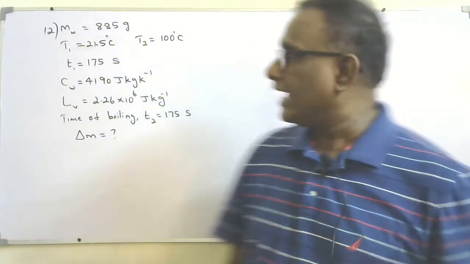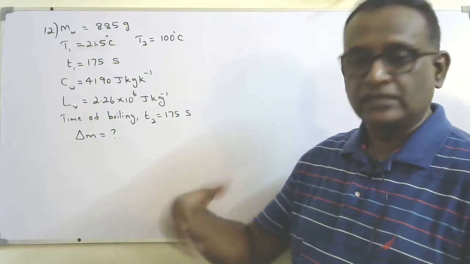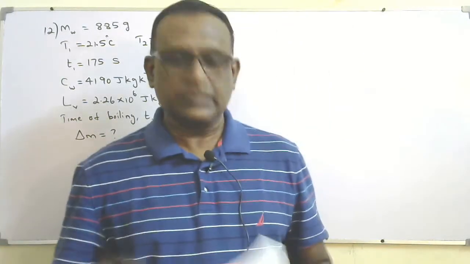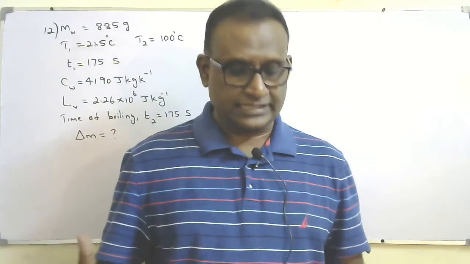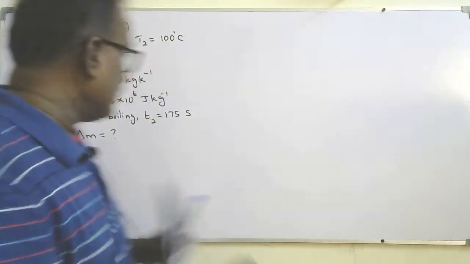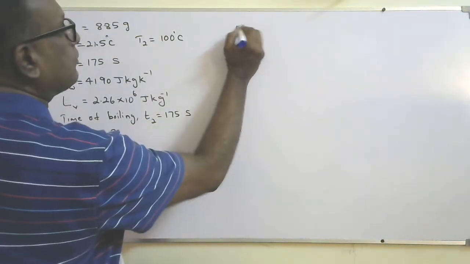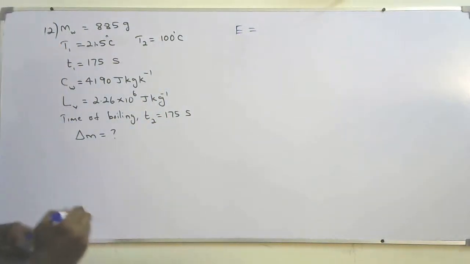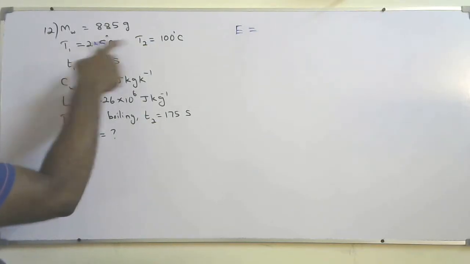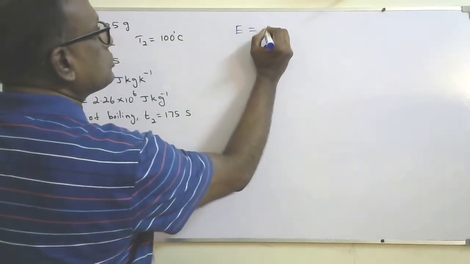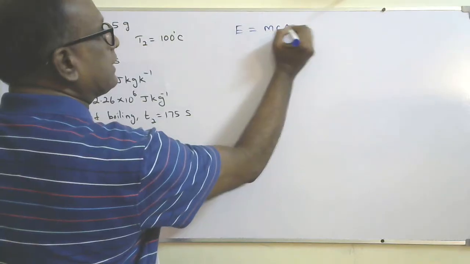Okay, so here we assume the power of the heater is constant. So first we need to find that. So first we'll use, when the temperature of the water increases from 21 degrees Celsius to 100 degrees Celsius, you can see E equals m c delta T.